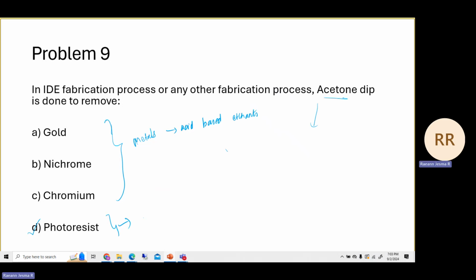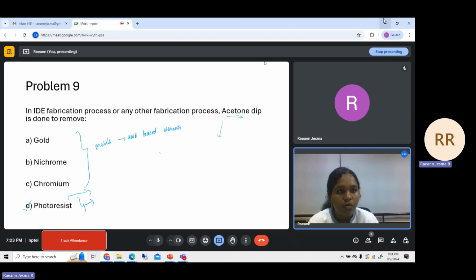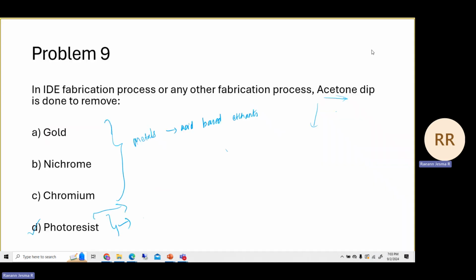Like we will do this acetone dip in order to remove any impurities or any organic contamination, and in this case we can also use it to remove any photoresist. The metals will generally not be affected by this process. Okay, so if you want to remove any metal, you will have to do some acid based etching.